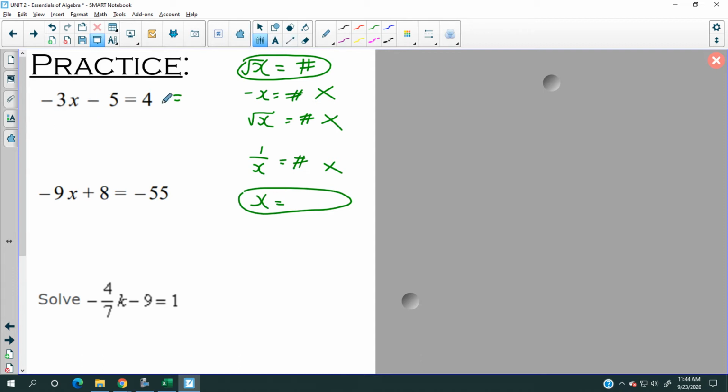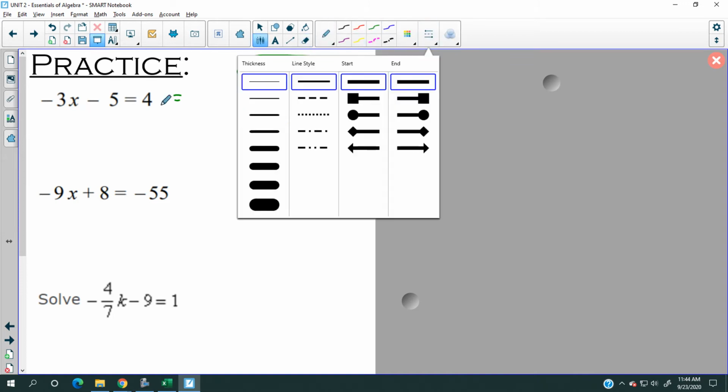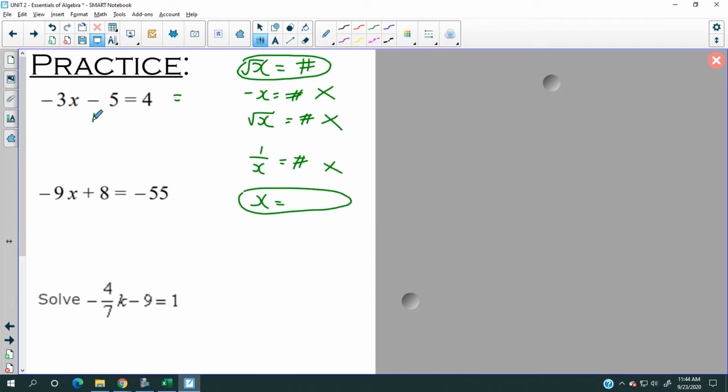Okay, with that said, let's try to solve this equation. The first thing you have to do: if you've got negative 3 times x minus 5 equals 4, what's the number that's furthest from the x? Remember, when you solve equations, you always have to do the opposite. The minus 5 is furthest away. What's the opposite of minus 5? Plus 5. What you do on the left side of the equal sign, you have to do to the right side of the equal sign.